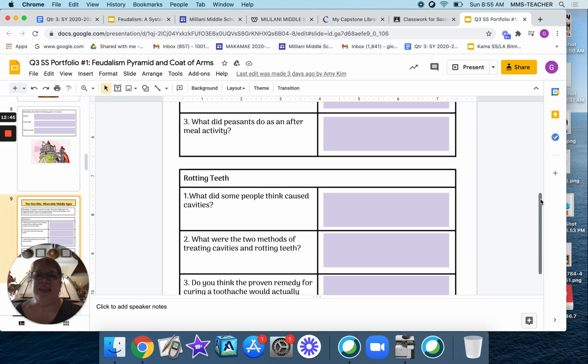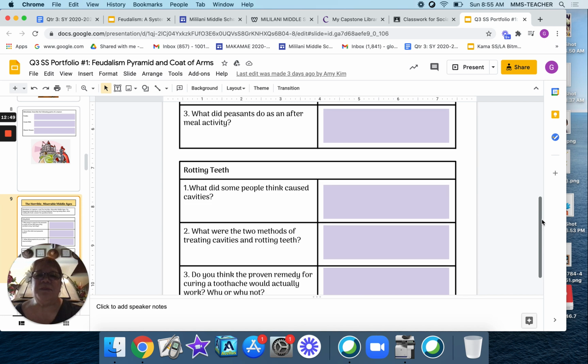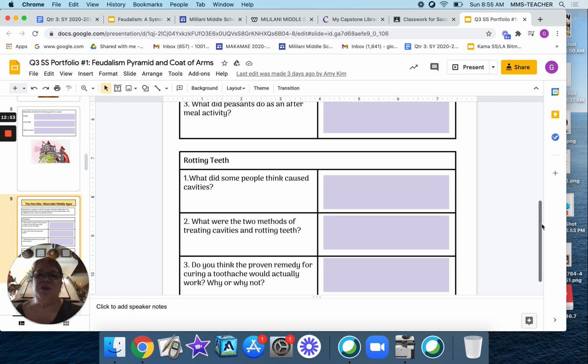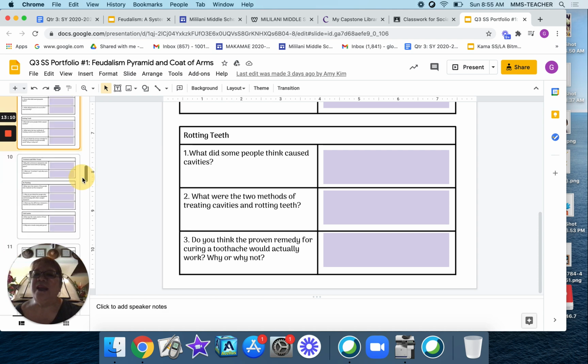Rotting teeth. Okay, so the next section you read on rotting teeth. What did some people think caused cavities? Question number 2. What were the 2 methods of treating cavities and rotting teeth? Question number 3. Do you think the proven remedy for curing a toothache would actually work? Why or why not?